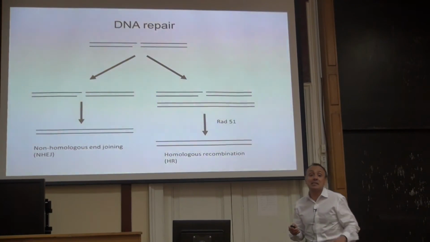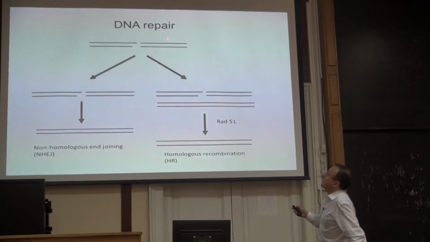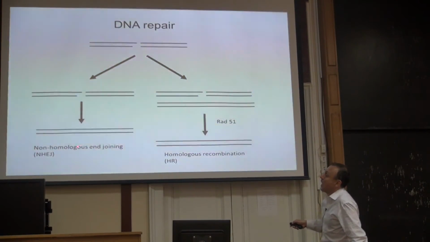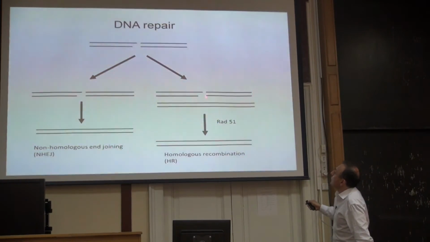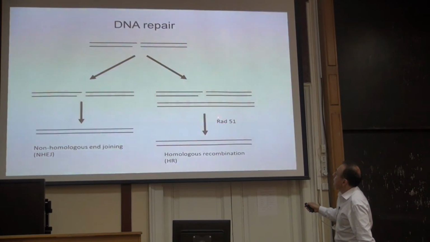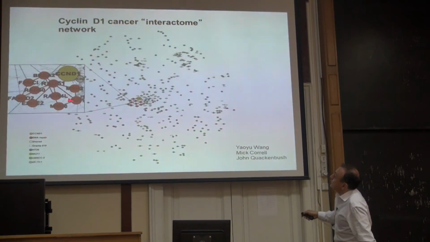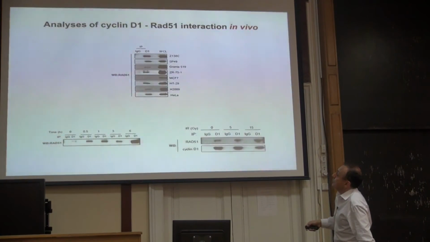Now this doesn't tell us mechanistically how it happens, but in mammalian cells there are two major pathways of DNA repair. One is called non-homologous end joining, which is a non-faithful, error-prone way of repairing DNA and introduces errors to the DNA. The second is homologous recombination, which is a very faithful way of repairing double-stranded breaks, and is driven by RAD51. I did mention to you that you actually found RAD51 as a cyclin D1 binding protein. In fact, it was right in the center of those binding proteins.